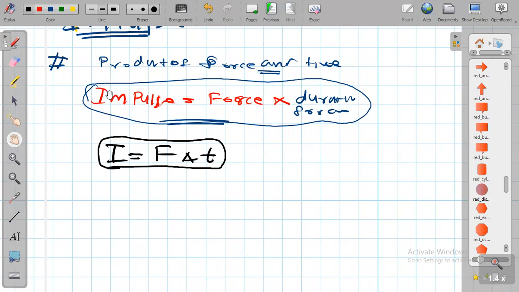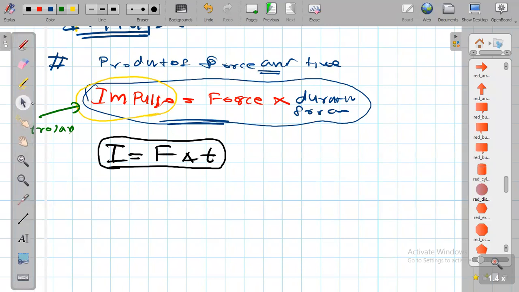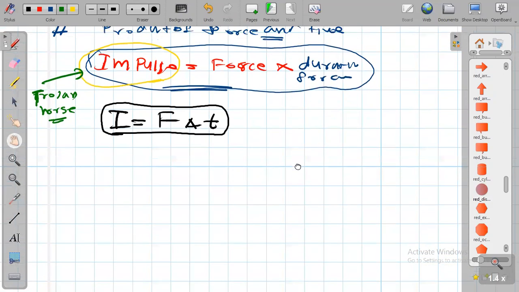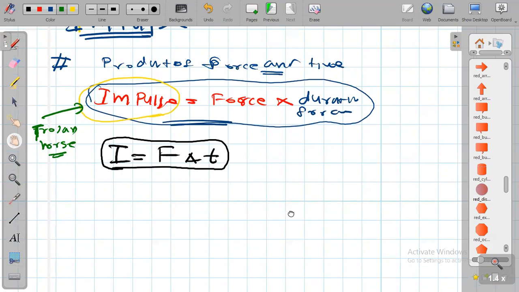There is a Trojan horse inside the impulse. Let's see who that Trojan horse is. I say that impulse is a Trojan horse. Somebody might already know what that Trojan horse is. There was a movie called Troy with the actor Brad Pitt.